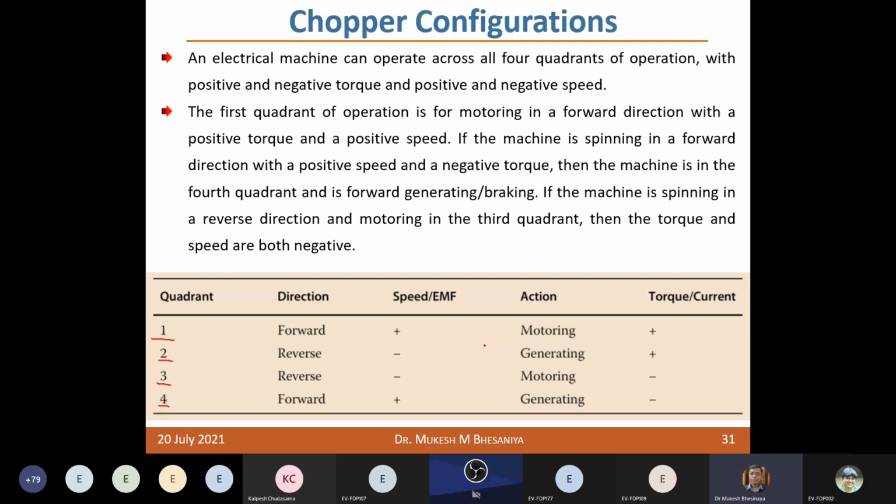In the first quadrant, the speed is positive and the torque is also positive, so the power is supplied by the battery to the motor.